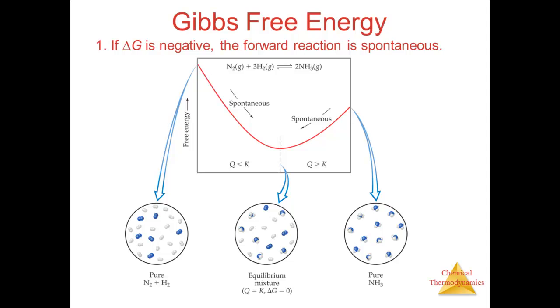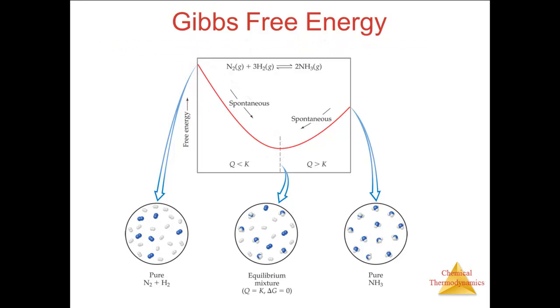If delta G is negative, then the forward reaction is spontaneous. As we start from the pure N2 and H2 and make some NH3, moving toward equilibrium, the value of G decreases and delta G is negative. So the reaction is spontaneous, moving from only N2 and H2 toward equilibrium.